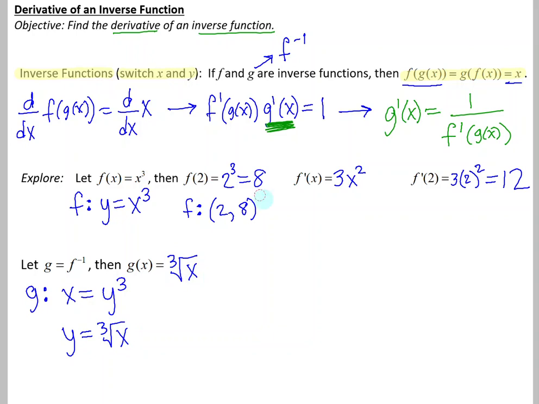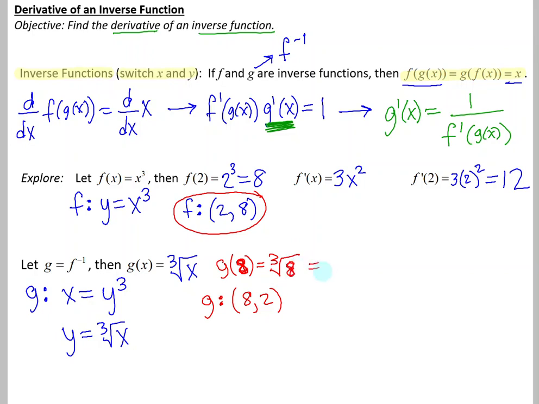So remember that on the graph of f was the point (2, 8). Then it must be true that on the graph of g will be the point (8, 2). Well, let's see. What is g of 8 equal to? That requires plugging 8 into cubed root of x. So cubed root of 8, that equals 2. So it is true that on the graph of g is (8, 2).